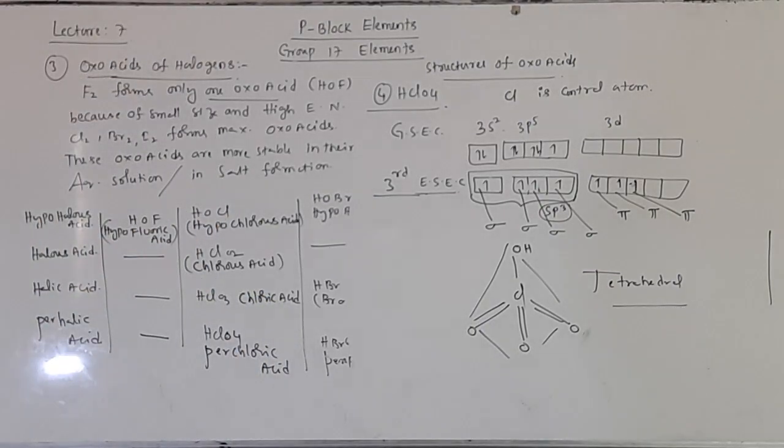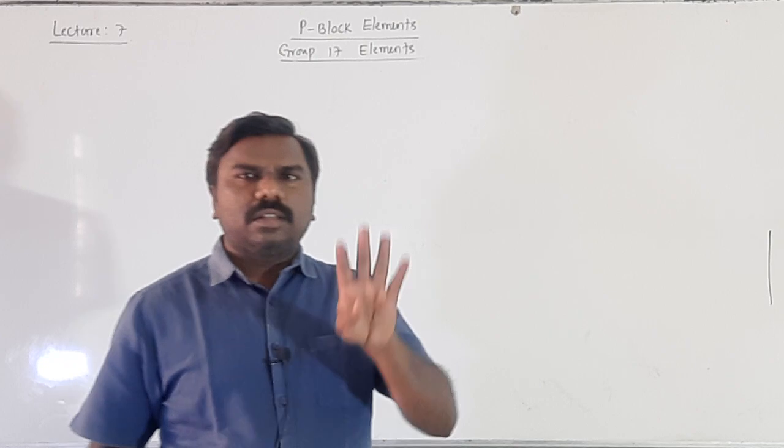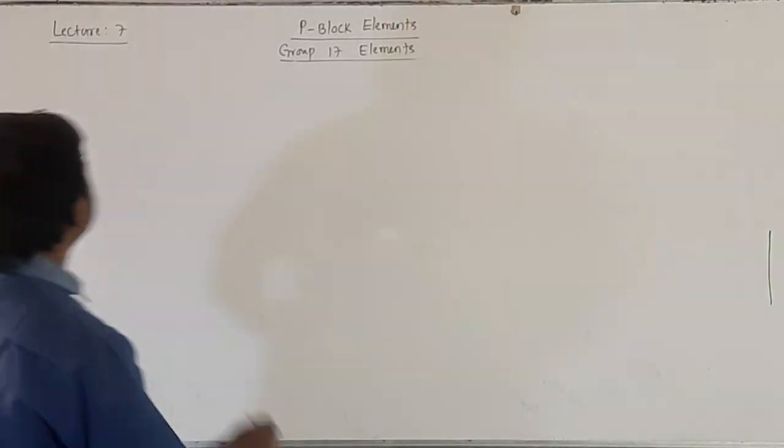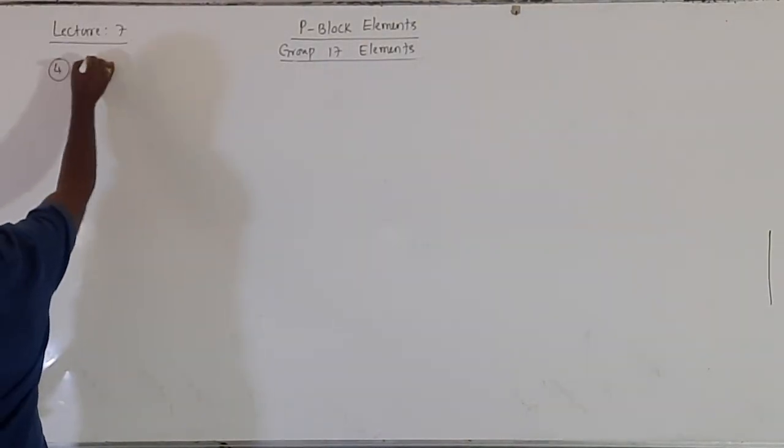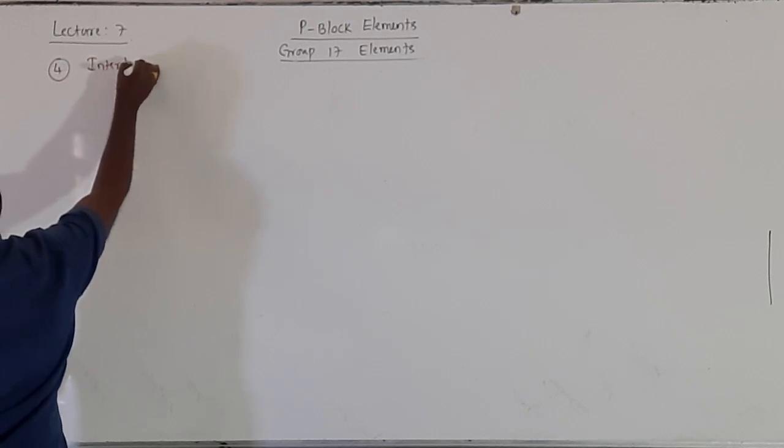Next compound is the fourth compound of halogens. It is fourth compound, interhalogen compounds.